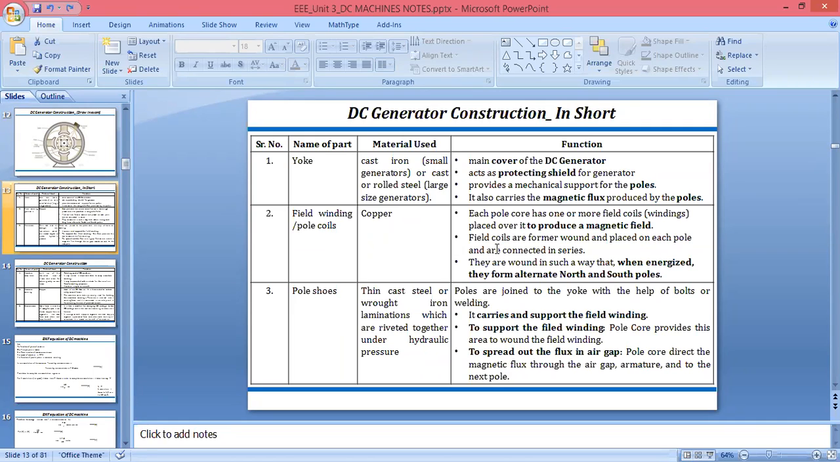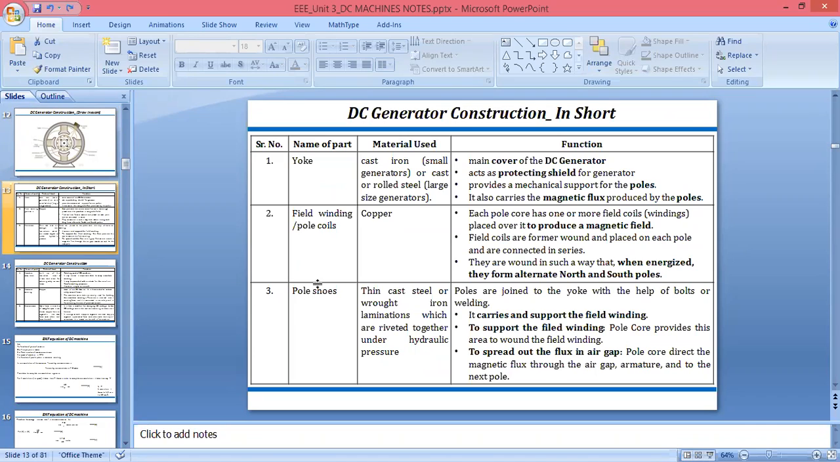That question will be for 4 marks. So we have to explain how yoke is working and how pole shoe is working. Here you can say in a DC generator we are using yoke, field winding, pole coil, pole shoes, armature, armature winding, and commutator winding.